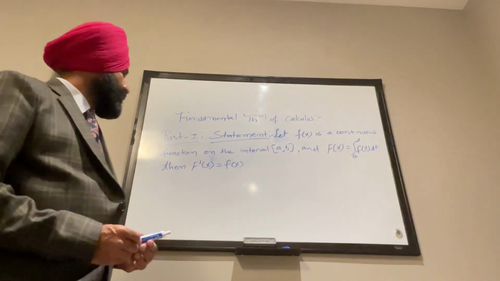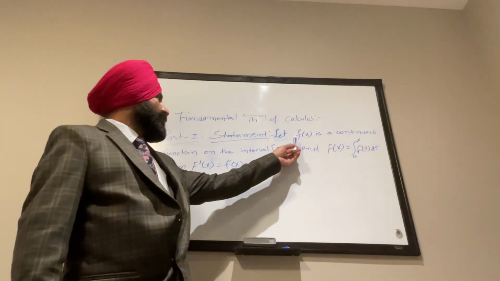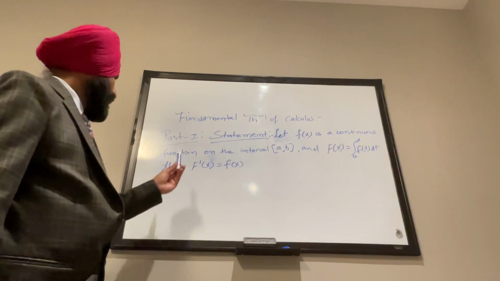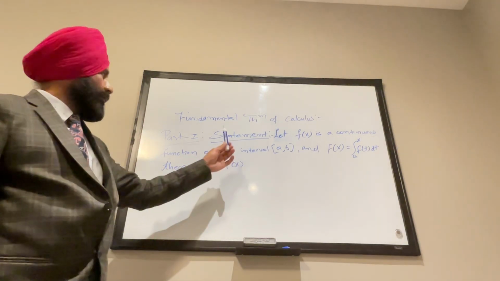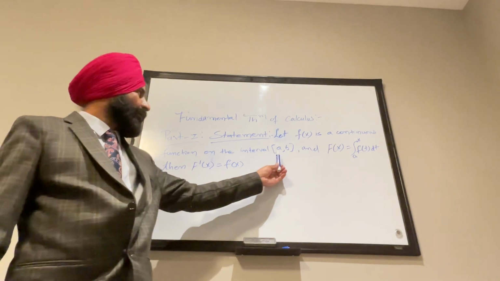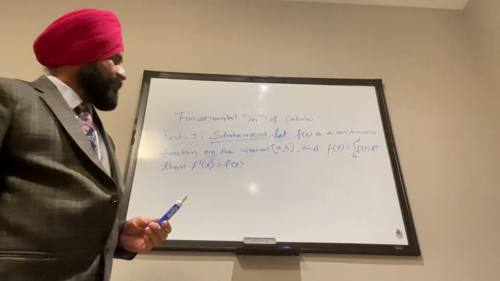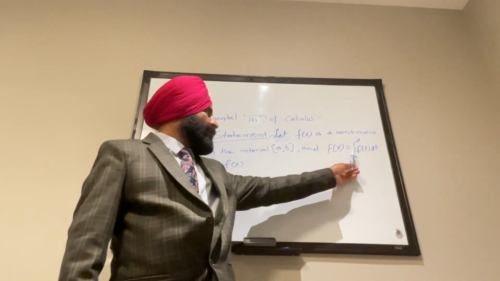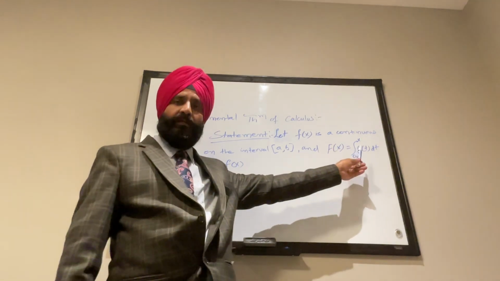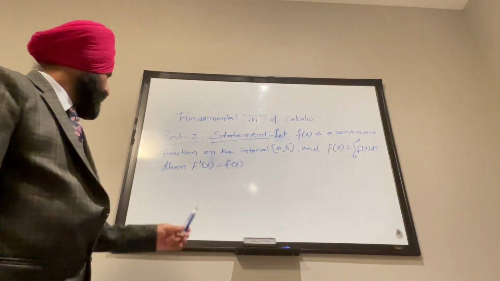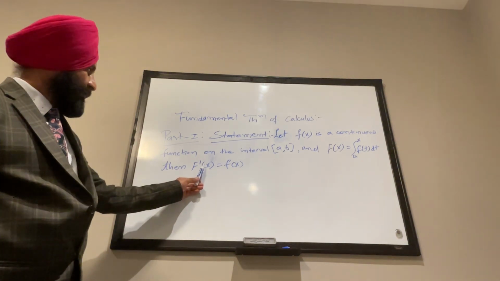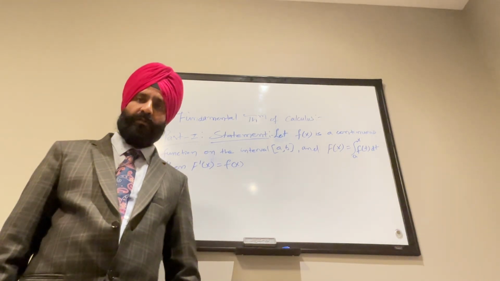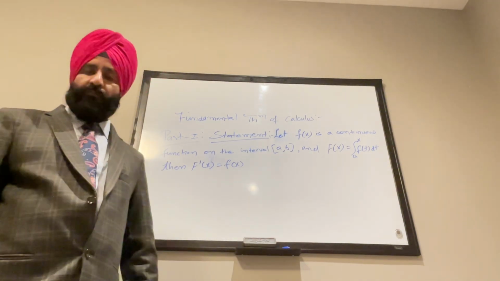The statement of part 1 is that lowercase f at x is a continuous function on the interval [a, b], and uppercase F at x is defined as the integral from a to x of f(t) dt. Then the derivative of uppercase F of x is equal to lowercase f at x. Let us prove this part.